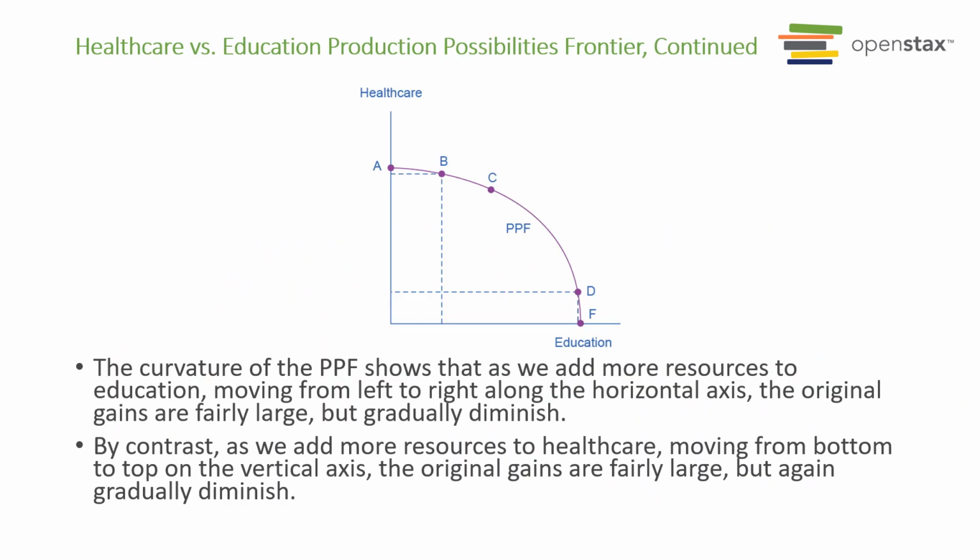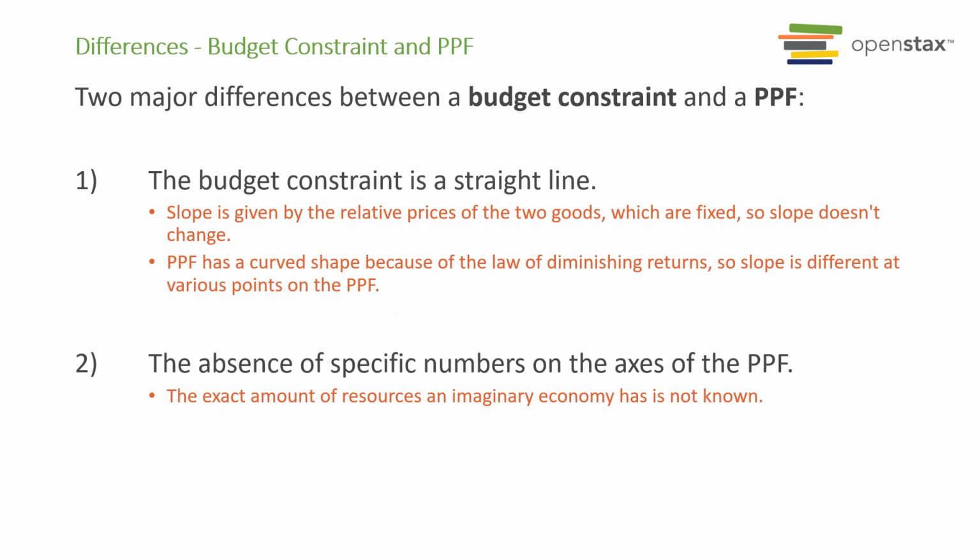All right, we talk about this. Okay, so the two major differences between a budget constraint and a PPF. So a budget constraint is a straight line, right? So that's a constant return. What you can buy from one to the next, because the price level is fixed. So you have a constant return between the two goods.